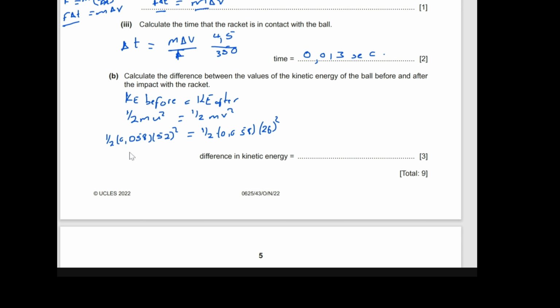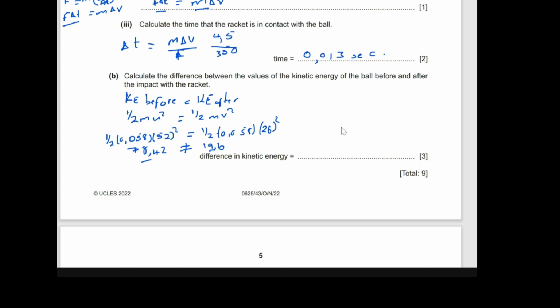If I punch this in the calculator, I'm getting 78.42. But now you can see that 78.42 is not equal to what I have here on the right side, the answer 19.6. So it's not true that the kinetic energy before was equal to the kinetic energy after. Rather, the kinetic energy before was more than the kinetic energy after.